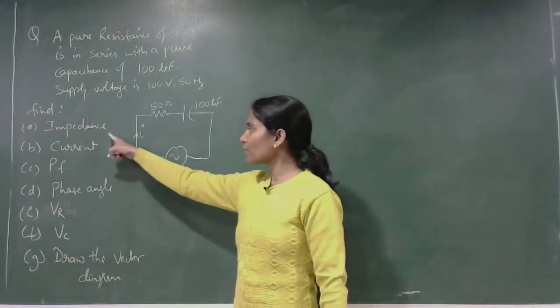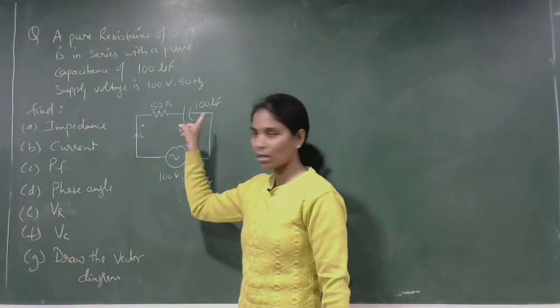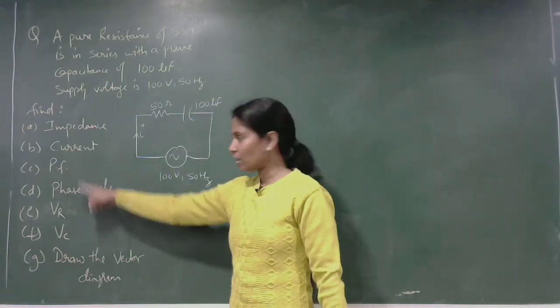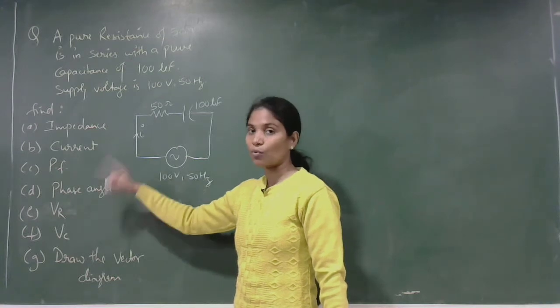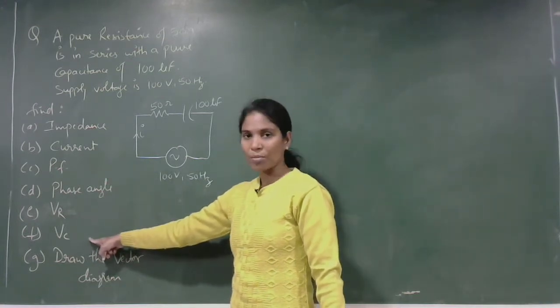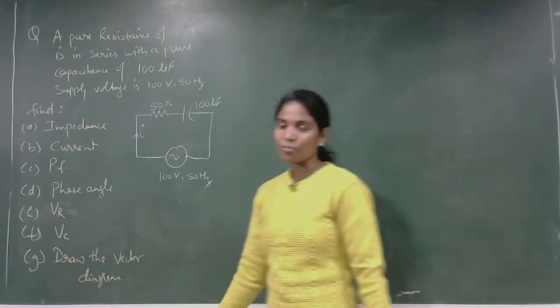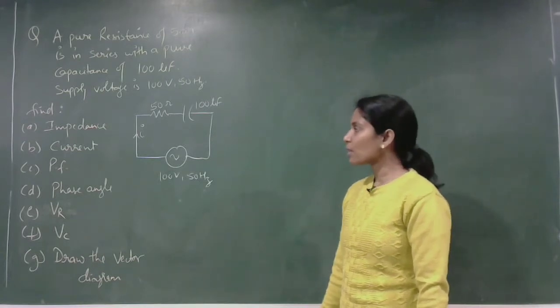Now what do we have to find? First we have to find the total impedance of the circuit. Then the current flowing through the circuit. Then the power factor. Then the phase angle, which means the angle difference between voltage and current phasors. Then the voltage across the resistor, the voltage across the capacitor, and draw the vector diagram, meaning the phasor diagram. This is all the calculation we have to do for this question. So let's start with the solution.